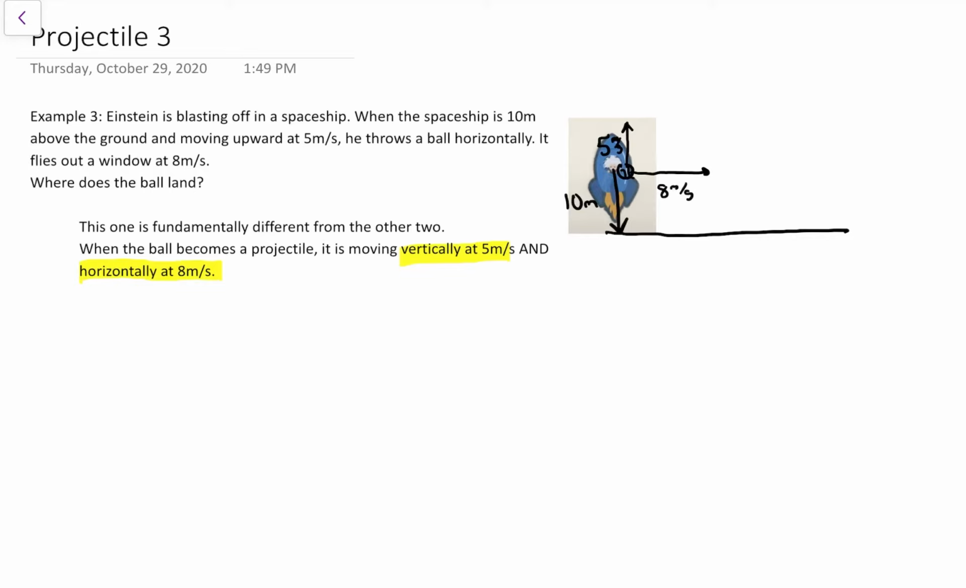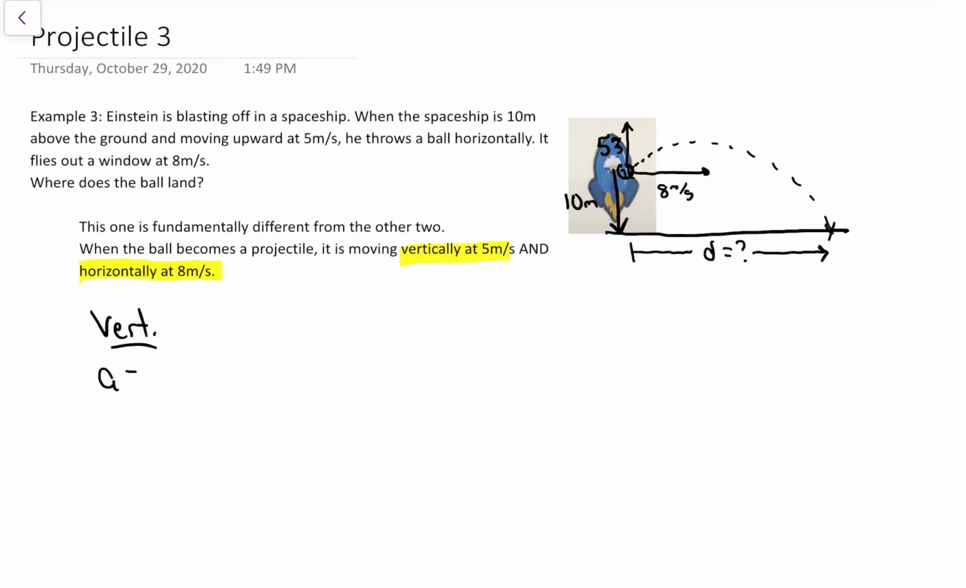Projectiles always follow a parabola, so this is going to fly in the air. A little bit of a different parabola. It doesn't start moving horizontally. And the question is, where does it land? So following our same sort of method, draw the picture, think about the numbers, think about the unknown. In this case, the unknown is in the horizontal, so I'm going to start with the vertical.